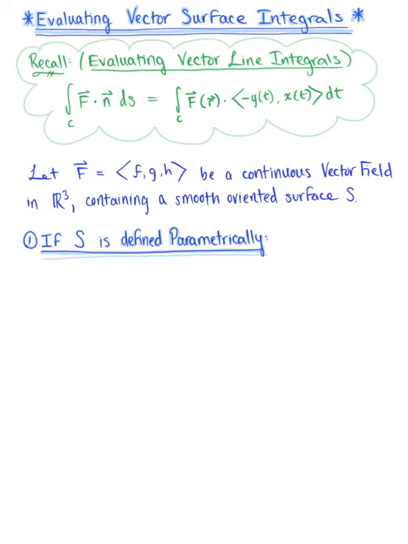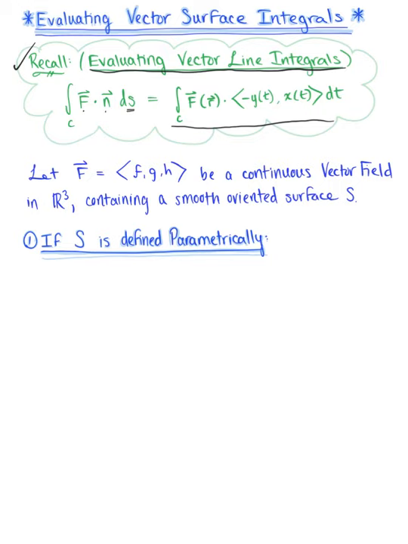And so now we need to go ahead and explore evaluating vector surface integrals. So to begin, I want you to keep in mind how we evaluated vector line integrals. So we have the vector line integral over our curve C is defined as the vector field dotted with the normal vector, and we integrate here with respect to the arc length. We then went through and we converted this to the parameterized line integral in terms of our single parameter t.